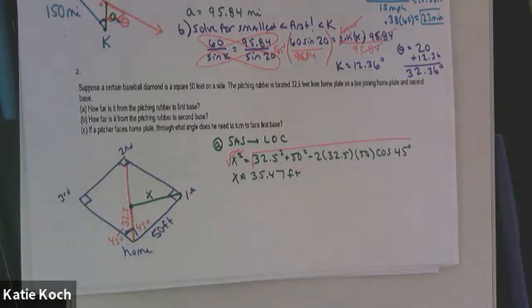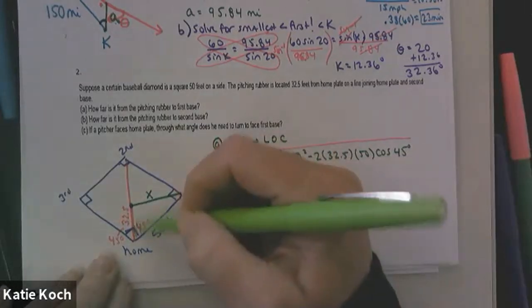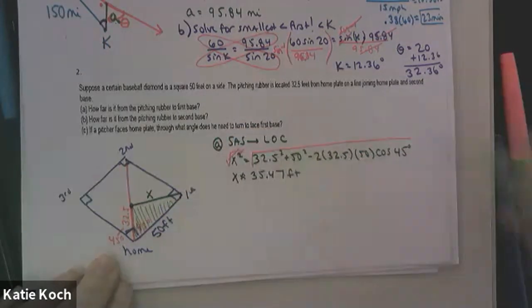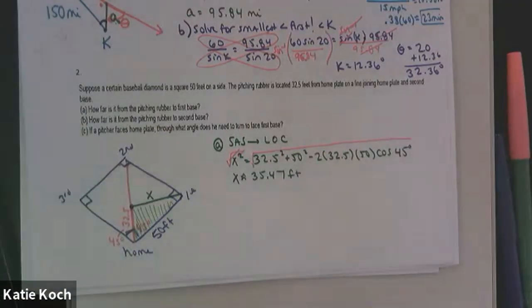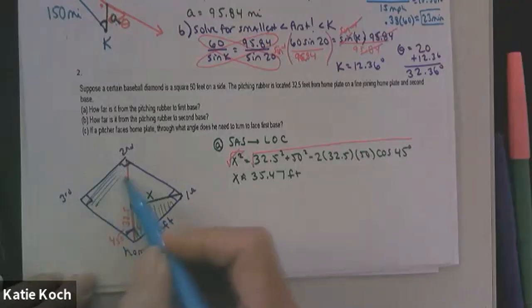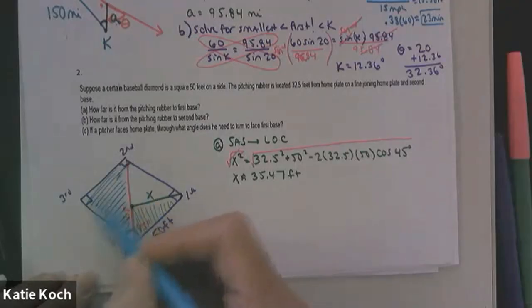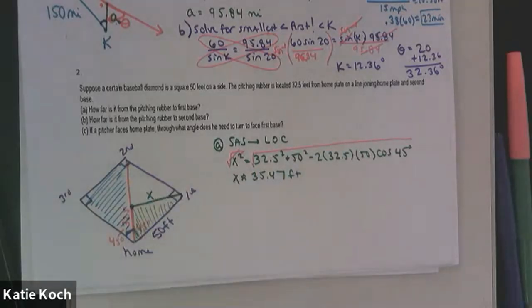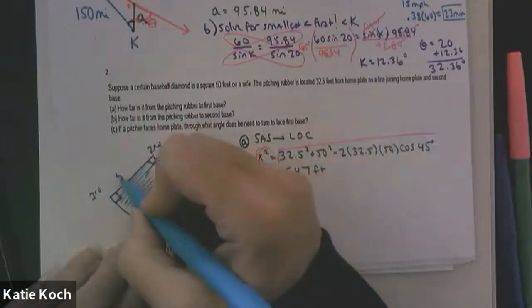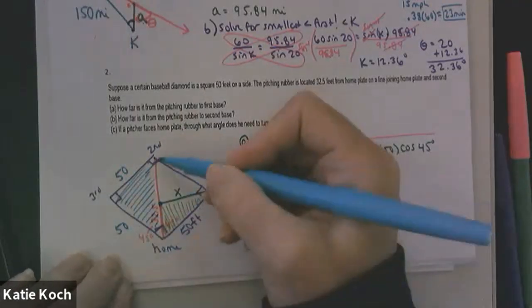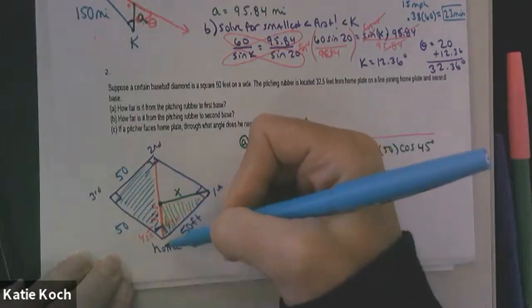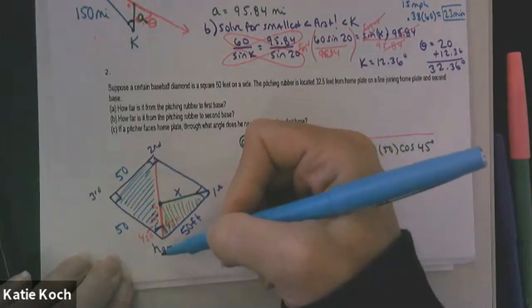The next question says, how far is it from the pitching rubber to second base? Now, there are multiple ways to do this, but I'm going to give you a clever way. We were just looking at this little green triangle to do part A. I would argue it's pretty quick if I look at this big blue triangle, half of this square, that I could know some distances pretty darn quickly. And that has nothing to do with law of sines or law of cosines. It has everything to do with the fact that this is 50 and this is 50, and therefore I know that this pink diagonal here is 50 root 2.